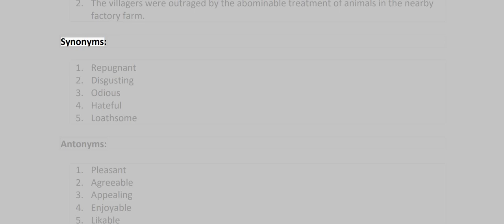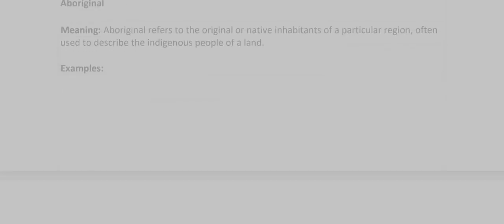Synonyms: 1. Repugnant. 2. Disgusting. 3. Odious. 4. Hateful. 5. Loathsome. Antonyms: 1. Pleasant. 2. Agreeable. 3. Appealing. 4. Enjoyable. 5. Likeable. Aboriginal.